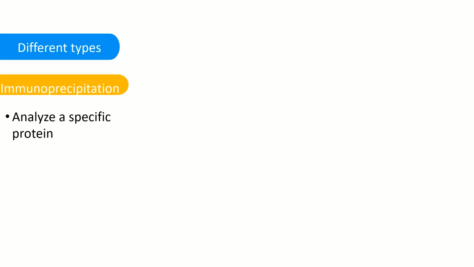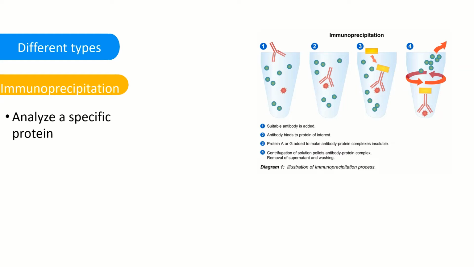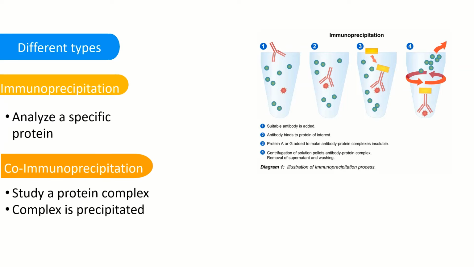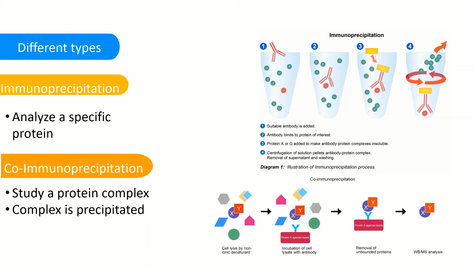IP targets a specific protein. Here we add an antibody that targets this protein, and we add beads that will bind to it, and we pull it down by centrifugation. In co-immunoprecipitation, we do the same procedure, and we're pulling down an entire complex as opposed to just one protein.